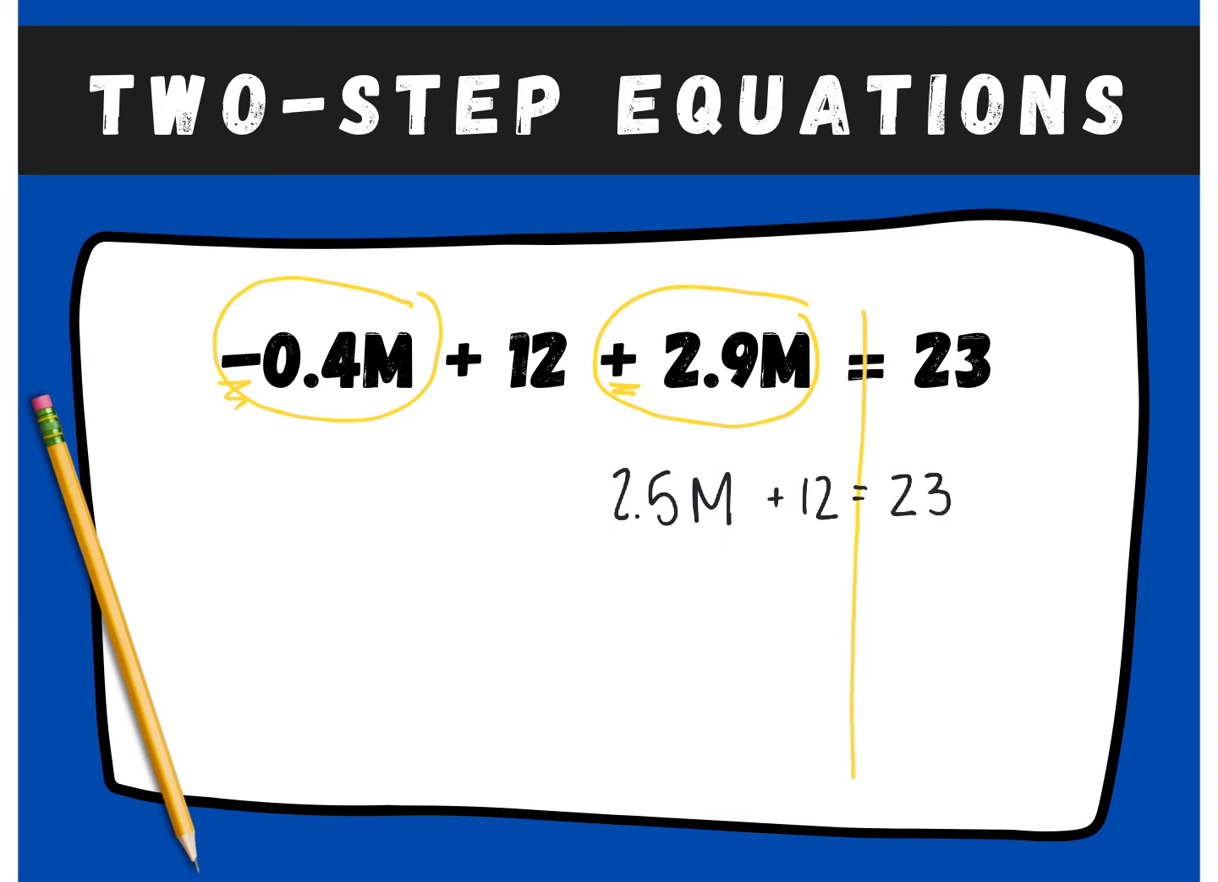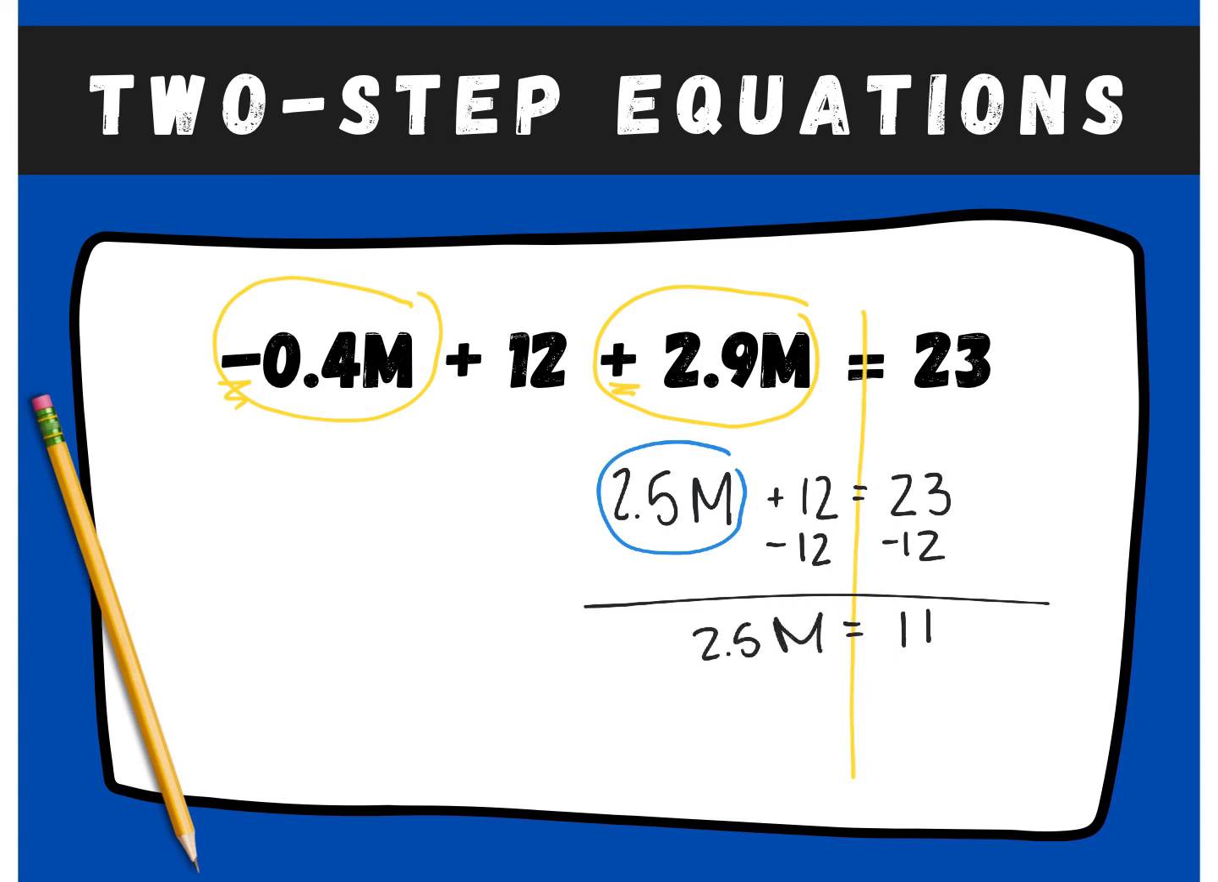Same process stands. Just like before, we're going to circle the variable, and I see that I need to get rid of that plus 12. I do that by subtracting 12 on both sides, and that leaves me with 11 on the right-hand side and 2.5m on the left-hand side. In order to get 1m, not 2.5m, I need to divide by 2.5 on both sides, and that will leave me with 1m, or m, on the left-hand side.